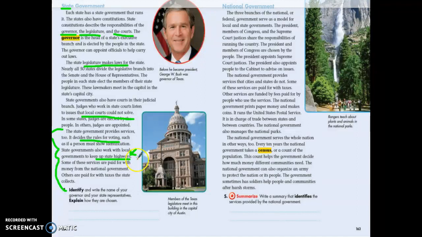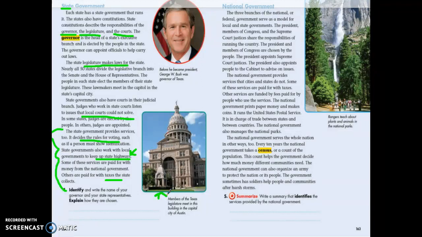Some of these services are paid for with money from the national government, and others are paid for with taxes that the state collects. Okay, this is where the members of the Texas legislature meet. This building is in the capital city of Austin.